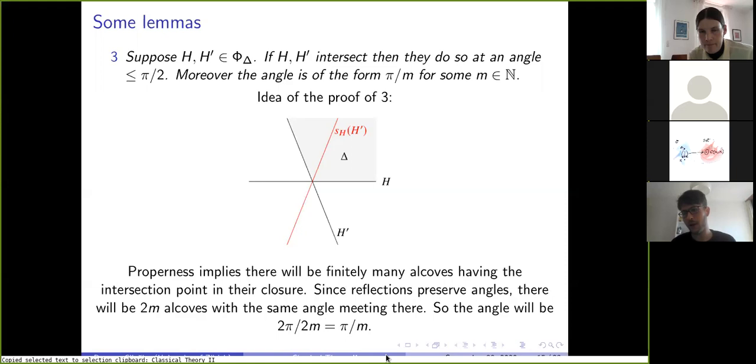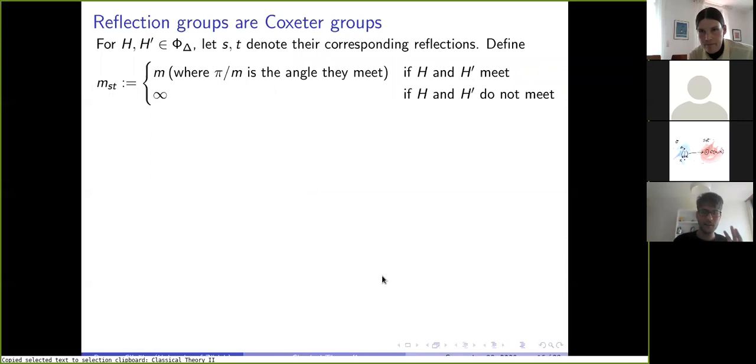And we are really close. So now we will define a matrix, which is the Coxeter matrix, actually, for H and H prime, the walls of a fundamental alcove. We will let S and T denote their corresponding reflections, and define M_ST as, if they meet, M, where pi over M is the angle they meet at. And if they do not meet, we will just say it's infinity.